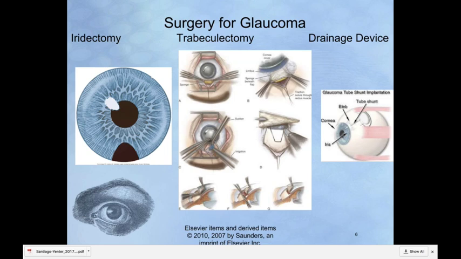An iridectomy is the removal of a section of the iris tissue to reestablish communication between the posterior and anterior chambers, reestablishing the outflow of aqueous fluid through the Schlemm's canal.